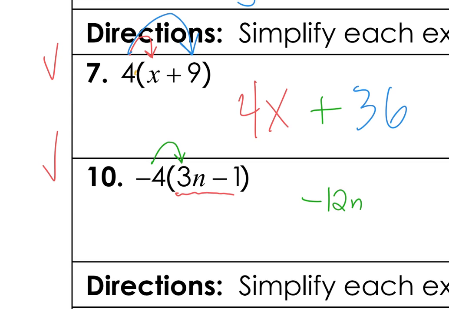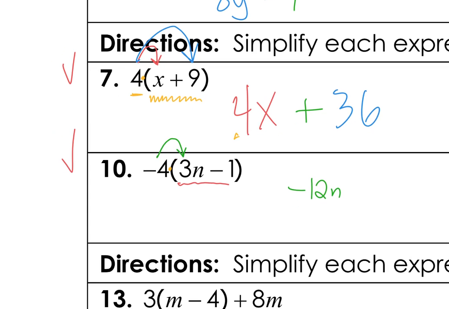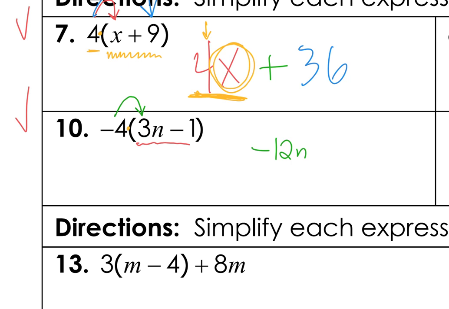Is because when that 4 is that close to the parentheses, they're saying, listen, we have 4 of this, okay? Just like right here, when we're saying 4x, this is saying I have 4 of that, okay? It's just a different shaped box, so to speak. So back to this one. Negative 4 times 3n is negative 12n. Negative 4 times 1 is plus 4. Why? Because a negative times a negative is positive.